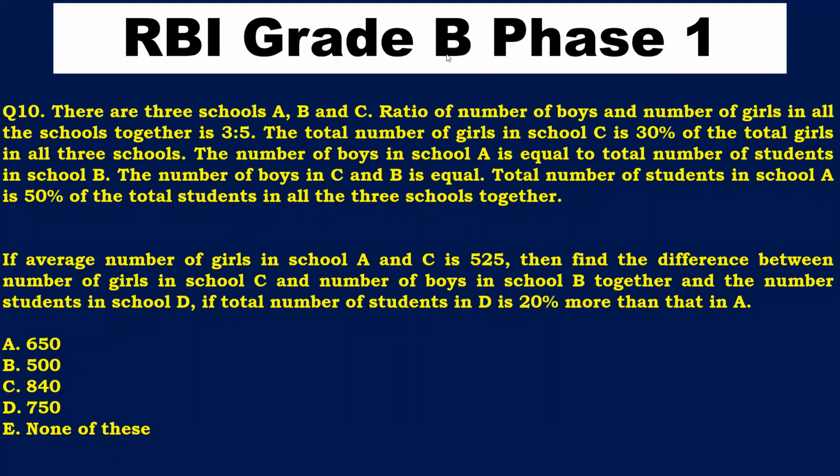There are three schools A, B, C. The ratio of the number of boys and number of girls in all the three schools together is 3:5. The total number of girls in school C is 30% of total girls in all the three schools. The number of boys in school A is equal to the total number of students in school B. The number of boys in C and B are equal. The total number of students in A is 50%. So we know we solve this type of question by making tables like this.